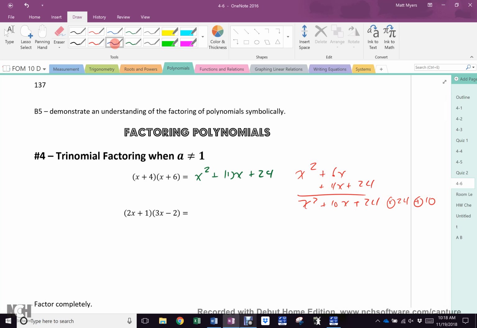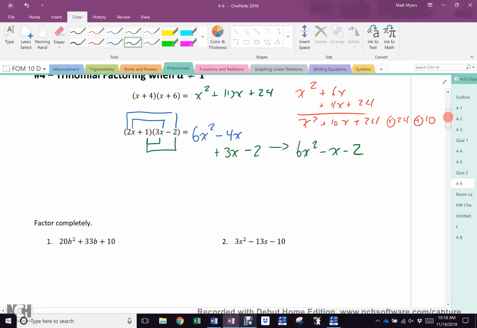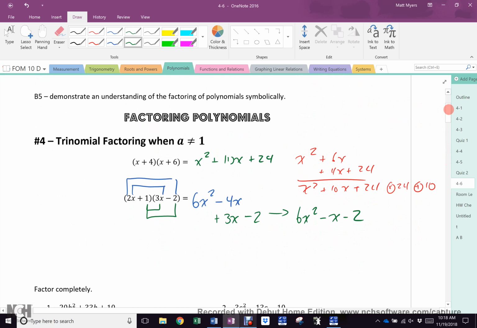Okay. What are you going to do here? I can't use my shortcut. But I can FOIL to get 6x squared, minus 4x, plus 3x, and minus 2. Getting us where? Can everybody do that? Awesome.